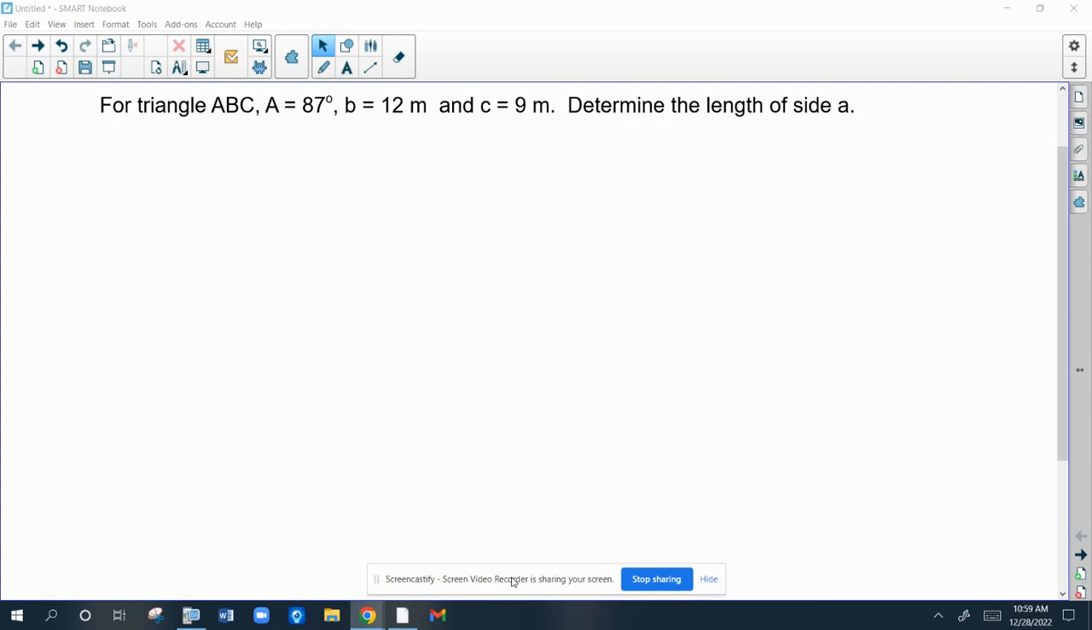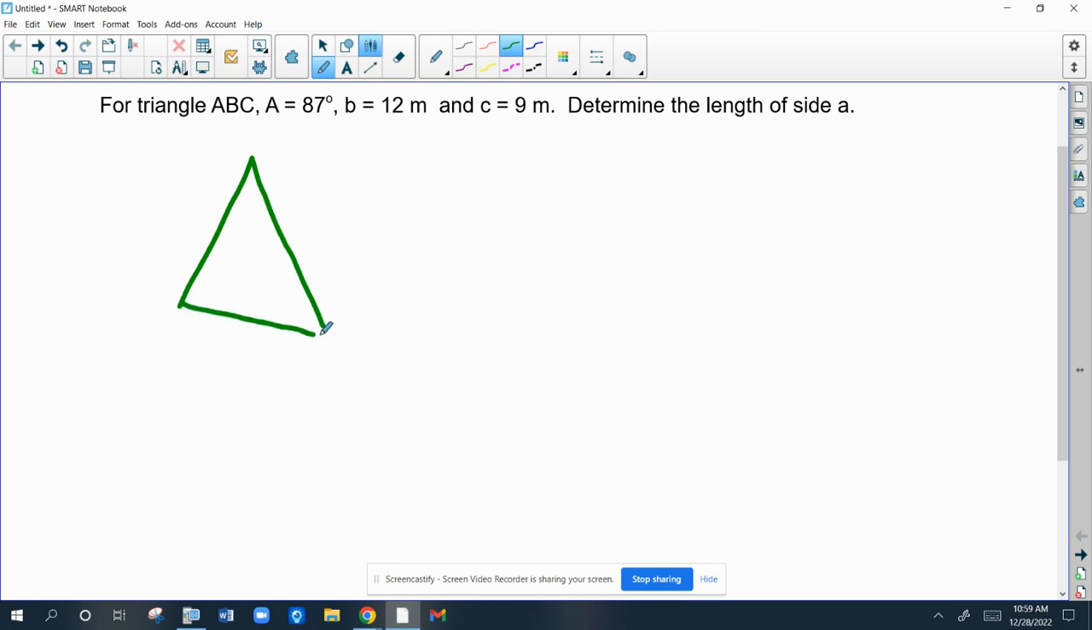Here we go with another triangle question. So we have triangle ABC, and we have certain measurements. A is 87 degrees. Side B is 12 meters. And side C is 9 meters. And we're trying to look for the measure of side A. So that's what we're looking for.